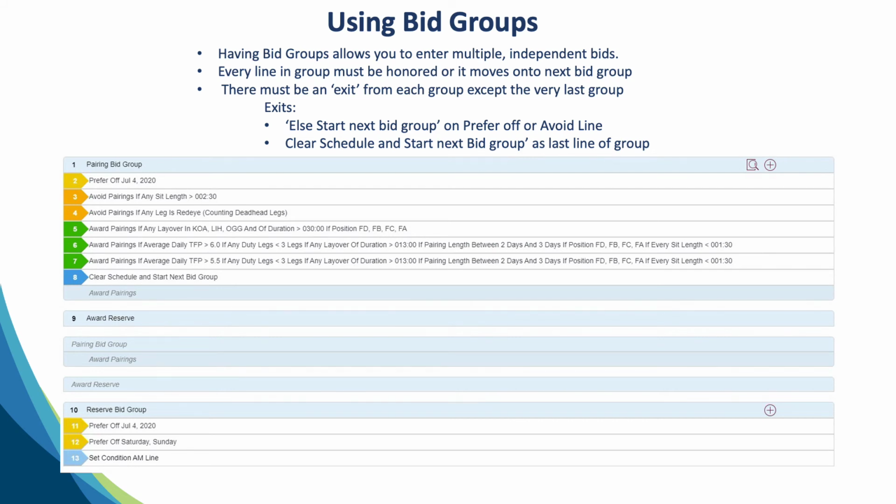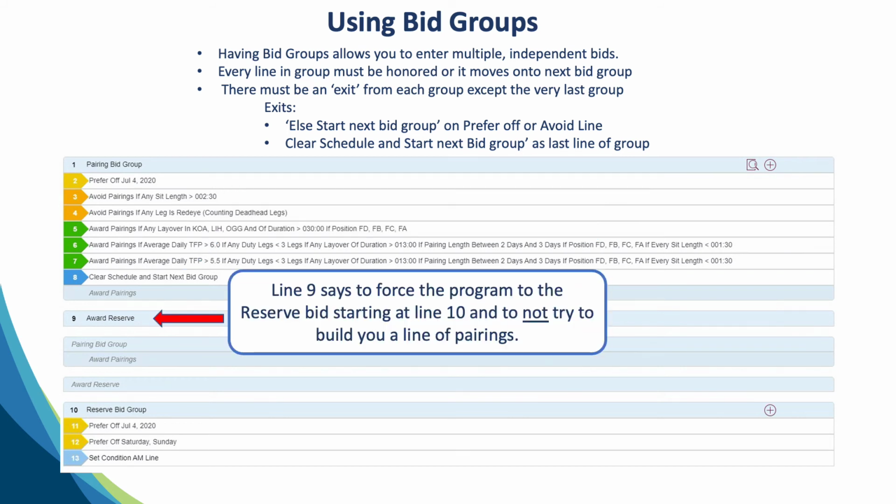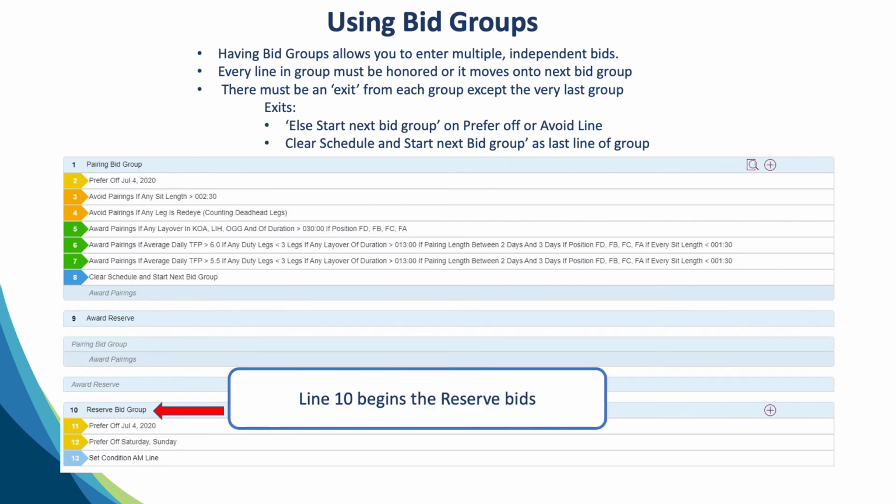This particular bid forces the program to build you a reserve line if the entire pairing group could not be honored. The Clear Schedule at line 8 triggers moving to the next bid group if the entire bid could not be honored, directing the program to the next bid group at line 9. Line 9 says to force the program to the reserve bid starting at line 10 and not to build you a line of pairings from this point forward. Line 10 begins the reserve bids.